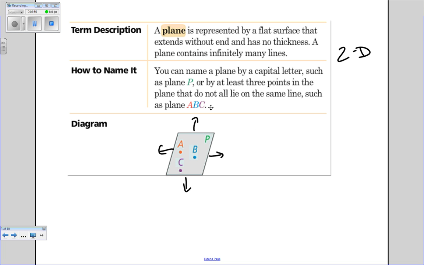Or we can pick 3 points, alright? So 3 points that do not lie on the same line. That's a kicker. They cannot be on the same line. So A, B, and C, they're not on the same line. Those are great points to name that plane.